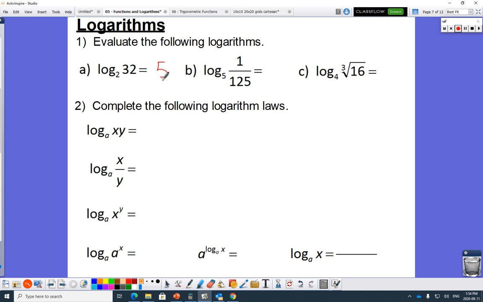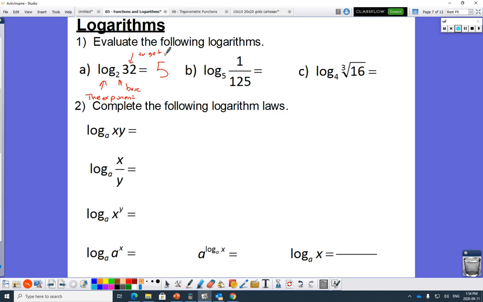That's what logs are all about. You want to read this? You say to yourself, I'm looking for the exponent. Base 2 to get 32. That's an incredible log lesson right there, just to write those words in there. What does this even mean? A logarithm is an exponent.